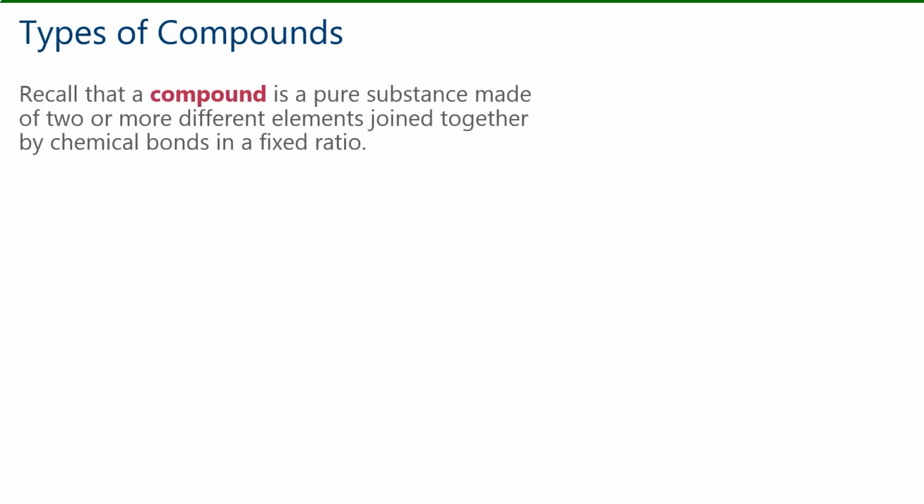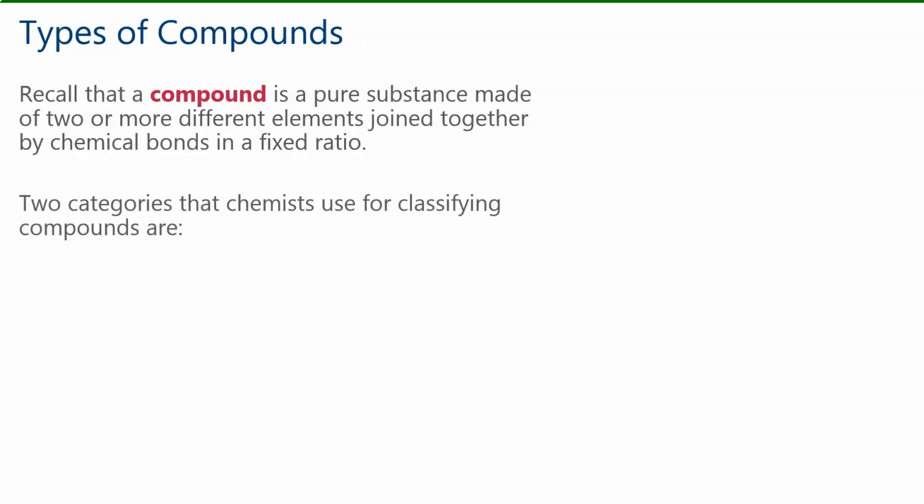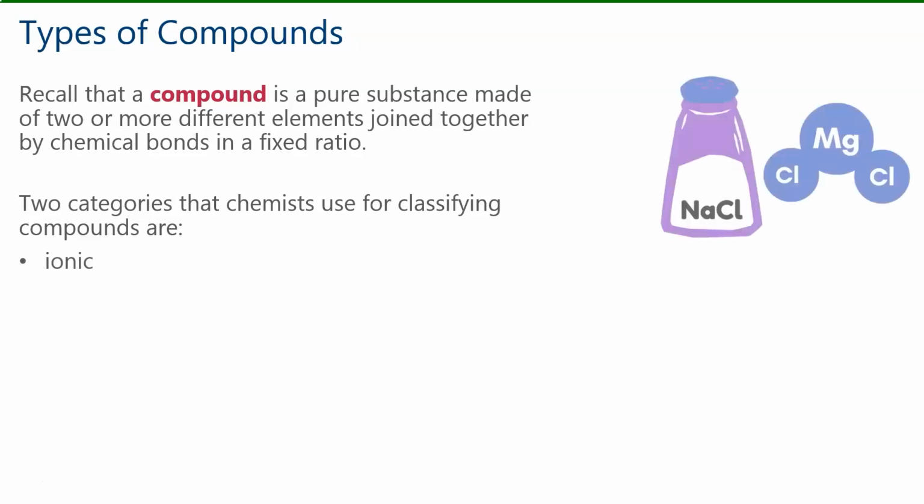Recall that a compound is a pure substance made up of two or more different elements joined together by chemical bonds in a fixed ratio. Two categories that chemists use for classifying compounds are, first, ionic. For example, salt, NaCl, is an example of an ionic compound, and magnesium chloride, MgCl2, is another example of an ionic compound. And the second category is molecular, also known as covalent.